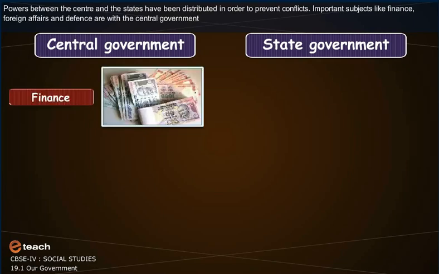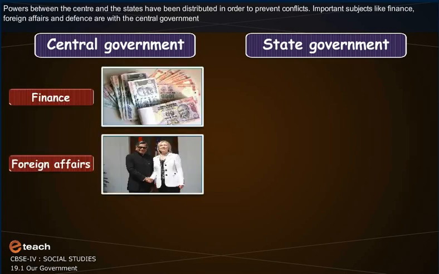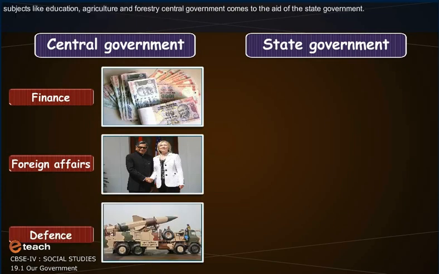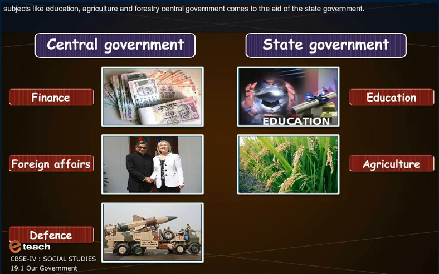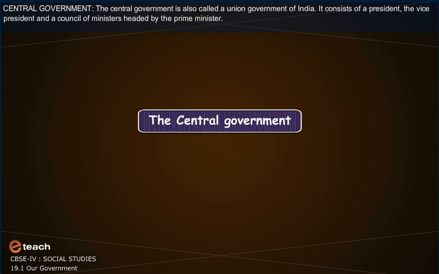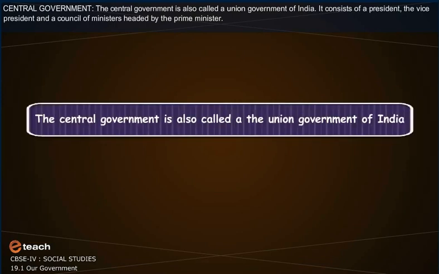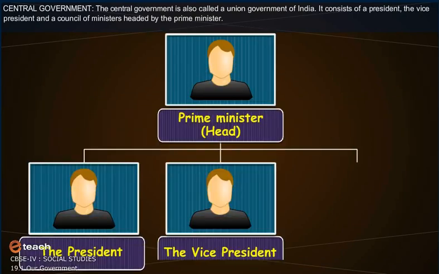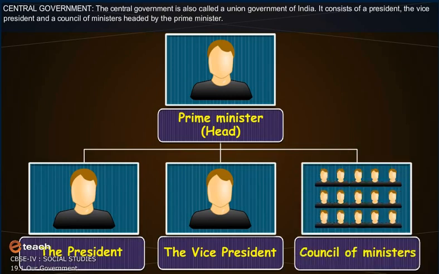Important subjects like finance, foreign affairs, and defense are with the central government. In subjects like education, agriculture, and forestry, the central government comes to the aid of the state government. Central government. The central government is also called the Union Government of India. It consists of the President, a Vice President, and the Council of Ministers headed by the Prime Minister.